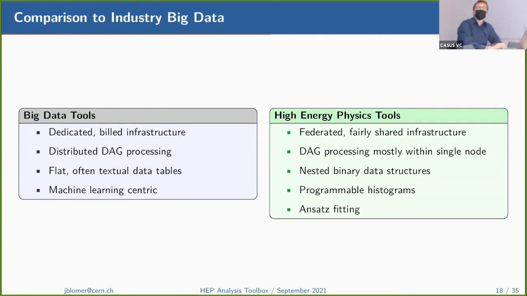And then on the statistics side, there are some specialties. Histograms are very important to high energy physics. I think you find probably the most advanced API and tool support for histograms in high energy physics. So it's not just a visualization option, but you can treat them as objects. You can sum them up, divide them by each other, things like that. And ansatz fitting is still very important. So it's not all machine learning, but oftentimes you have a model with certain unknown parameters, and then you try to fit these complex models.